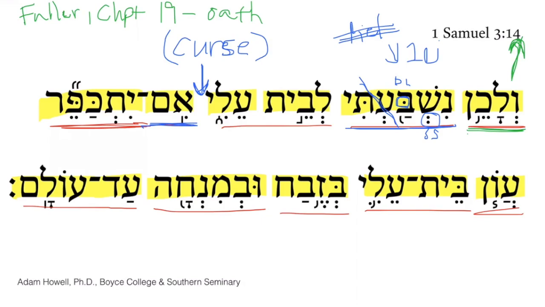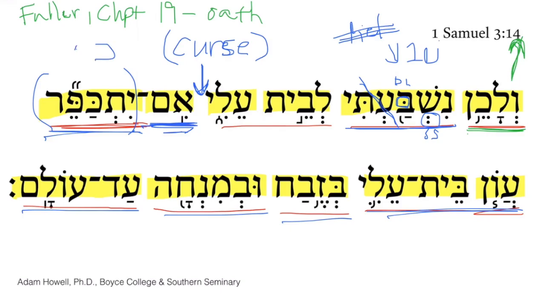So the sworn statement here is often introduced with im or ki, and in this case it's im. It is literally, if the iniquity of the house of Eli is atoned for by sacrifice or by offering forever. Notice here the verbal element yitkaper. We have here a hitpael imperfect 3ms of the root kafar, kaf pe resh, to atone for or to cover.